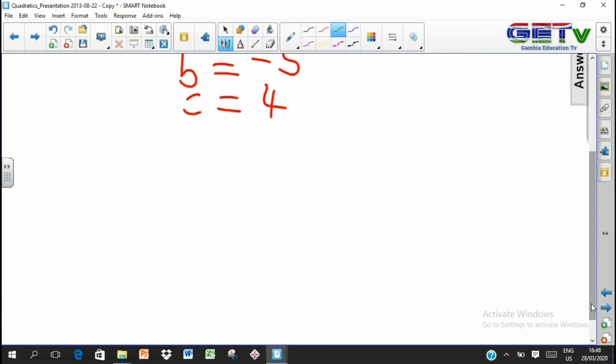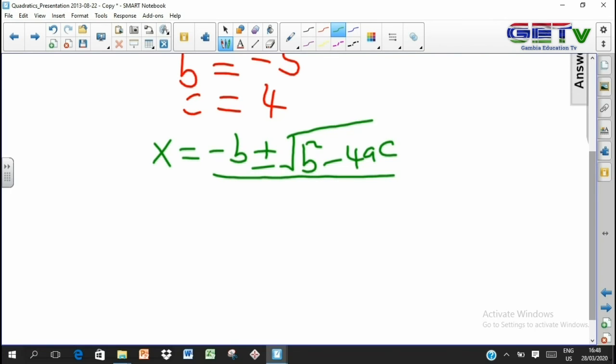Now, to write the formula, we have x equals minus b plus or minus the square root of b squared minus 4ac all over 2a. We know the value of a, we know the value of b, and we know the value of c. We substitute them into the formula. X equals, our b value is -5.